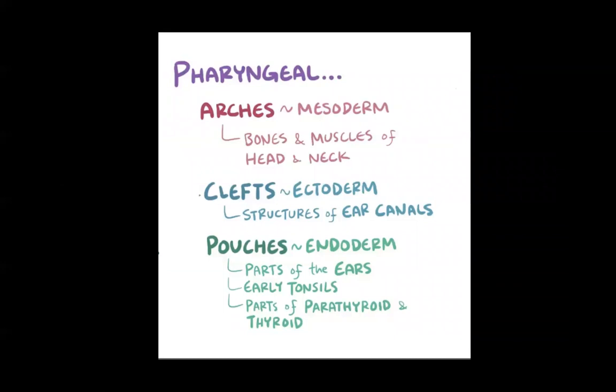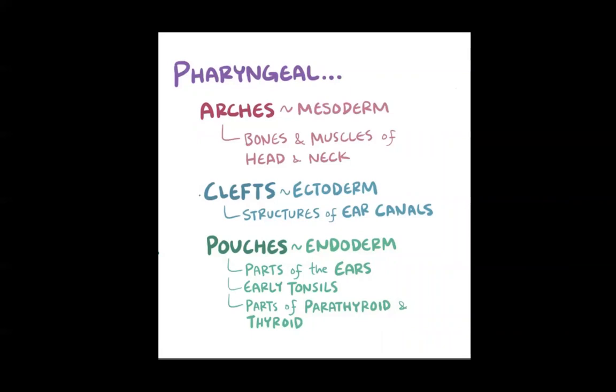So, to summarize, pharyngeal arches are from mesoderm. They are involved in nerves, bones, and muscles of the head and neck. And remember, first arch, mastication. Second arch, facial expression. Third arch, just glossopharyngeal, a bit of hyoid bone. Fourth and sixth, speaking: laryngeal muscle, laryngeal cartilage, and laryngeal nerves.